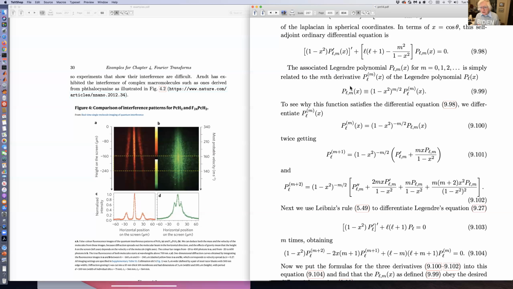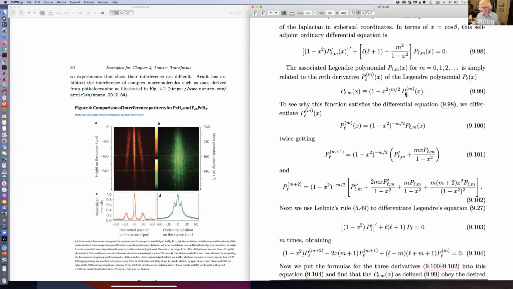So P_L^M, which is the associated Legendre polynomial, is related to the, here parenthesis m parenthesis means the mth derivative. I probably should have written that explicitly. So let me write that down, of the ordinary Legendre polynomial. So in other words, the associated Legendre polynomial is this factor times the mth derivative of the Legendre polynomial.